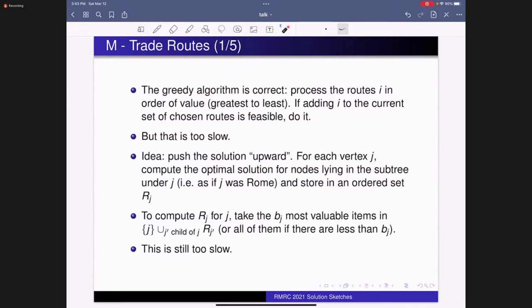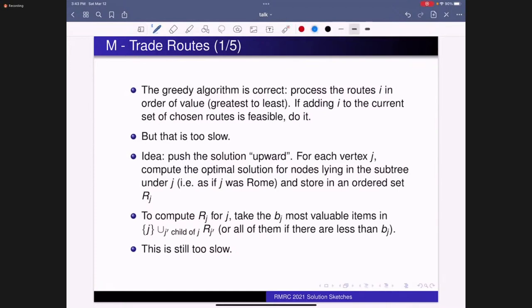What do I mean by the greedy algorithm? You process the routes in order of value from greatest to least, and add the current route that you're considering to the set of chosen routes if you're allowed to. So in other words, add the routes from most valuable to least valuable, as long as adding that route leaves a feasible solution. That is in principle a correct algorithm. It's just a little too slow if you don't take extra care on how you implement it. If you just did it naively, just by checking the path up to the root for each node you're trying, it's too slow. So the idea is to push the solution upward.